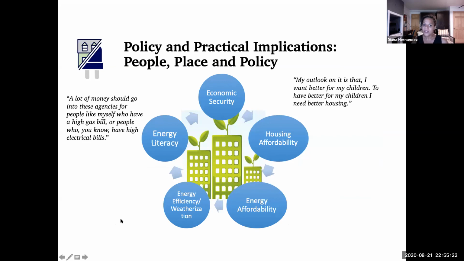And that vision would be informed by economic security, housing affordability, energy efficiency and weatherization, and energy literacy, really in the hopes of, these are participants that I've come across in my work. So a lot of money should go into agencies for people like myself who have a high gas bill, or people who have high electricity bills, and really fulfilling the promise that one of my participants said, which is, my outlook is on it is that I want better for my children, and to have better for my children, I need better housing.